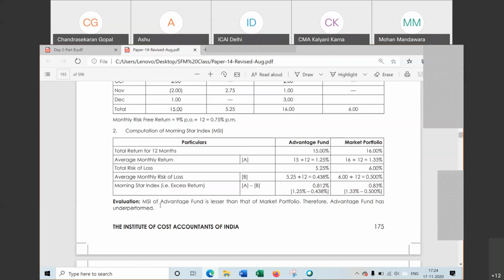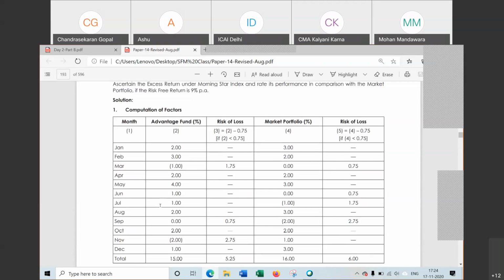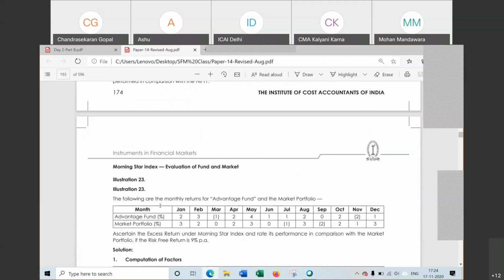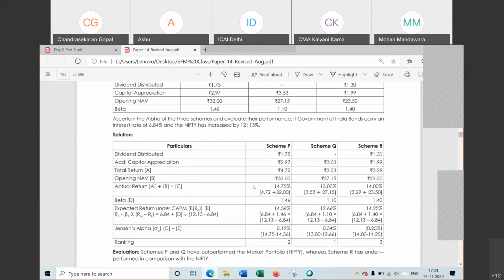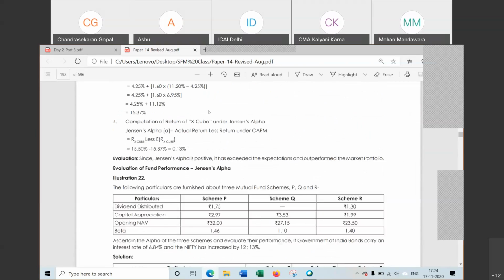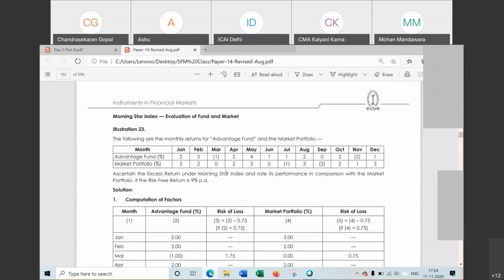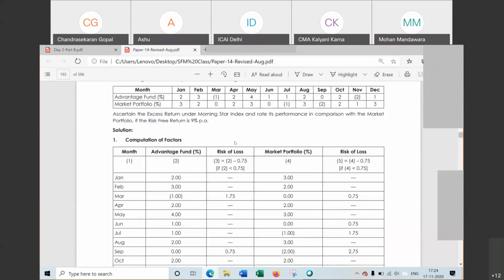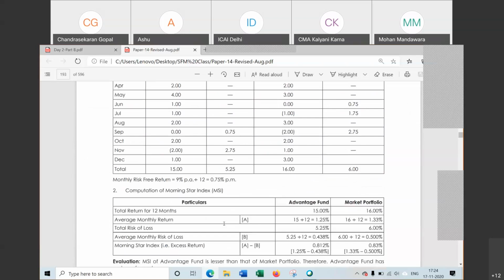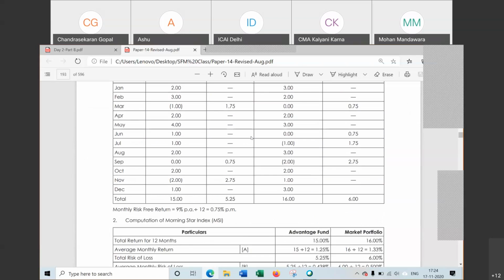We have to find underperformance and overperformance. Underperformance, overperformance, beta with the help of Jensen alpha we have also computed. But in this question, information regarding Jensen alpha and the beta values is not given. So we have computed with the help of risk of loss. So how to find with the help of risk of loss?